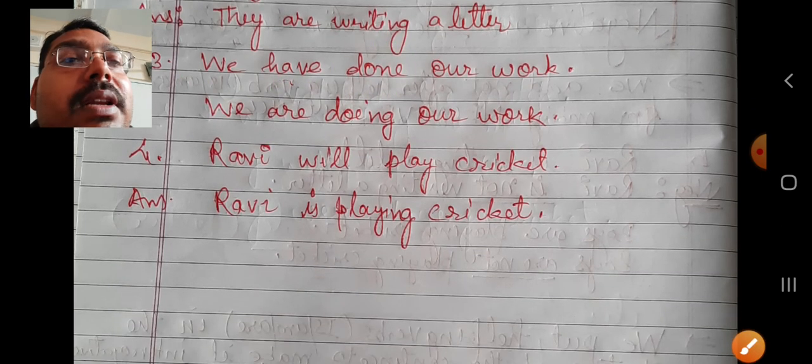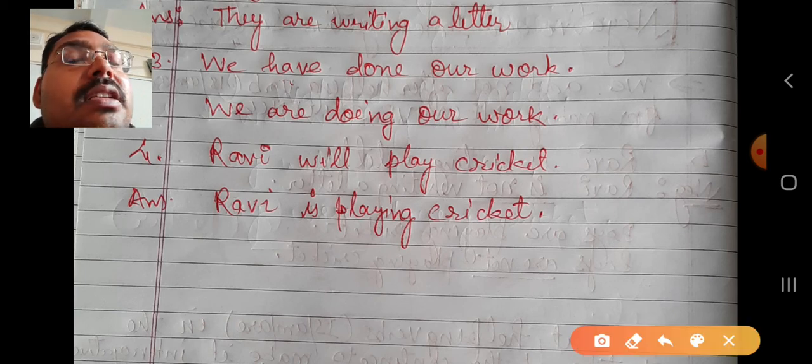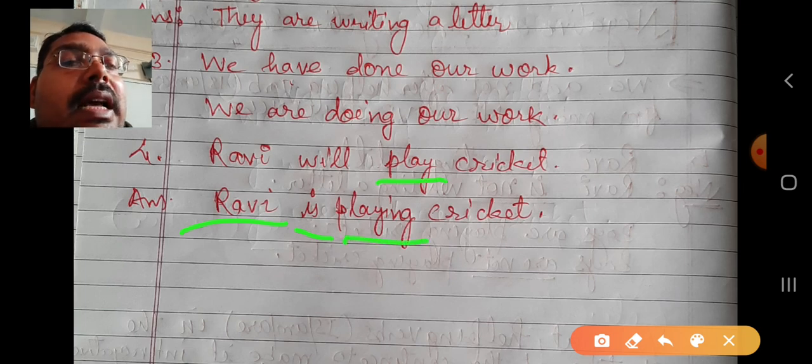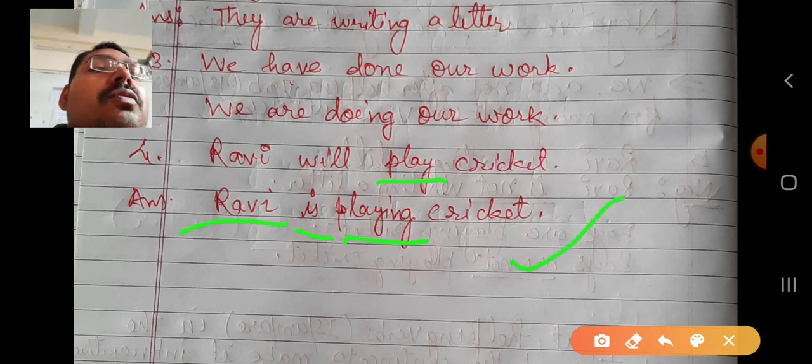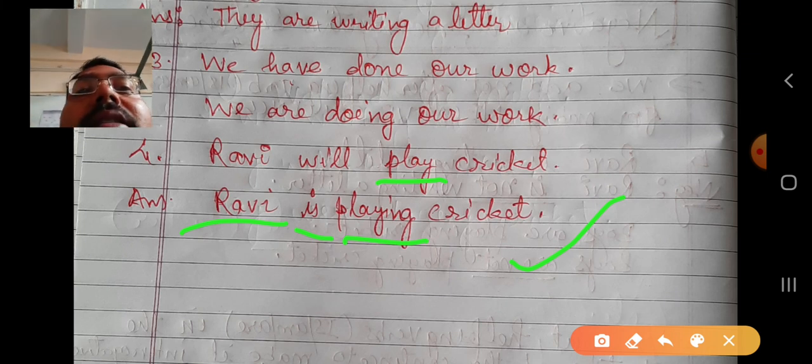Now look at another example. Ravi will play cricket. This is a simple future tense sentence. Will comes in future tense, but we need to change it into present continuous. So what will we use? With Ravi we use is, and from play we add ing to play. Playing. Ravi is playing cricket. So in this way you can easily convert any sentence into present continuous tense.